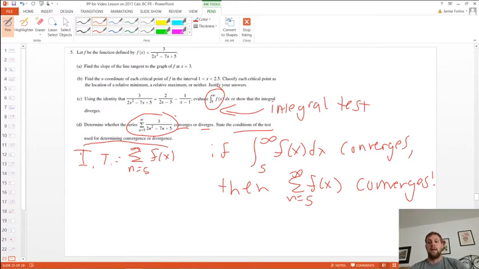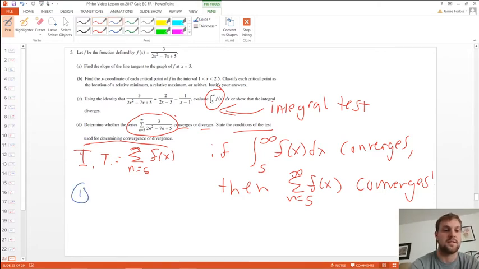Okay, and that's really about it. The criteria in order to do the integral test is, number one, the function is always positive, and it is positive from 5 to infinity. Number two is that it's decreasing.